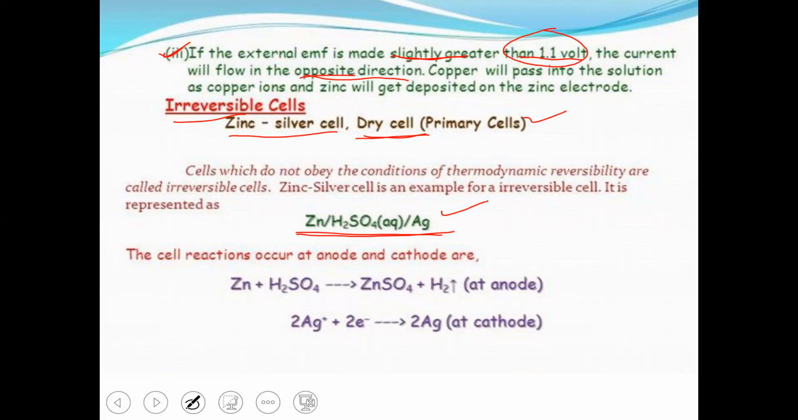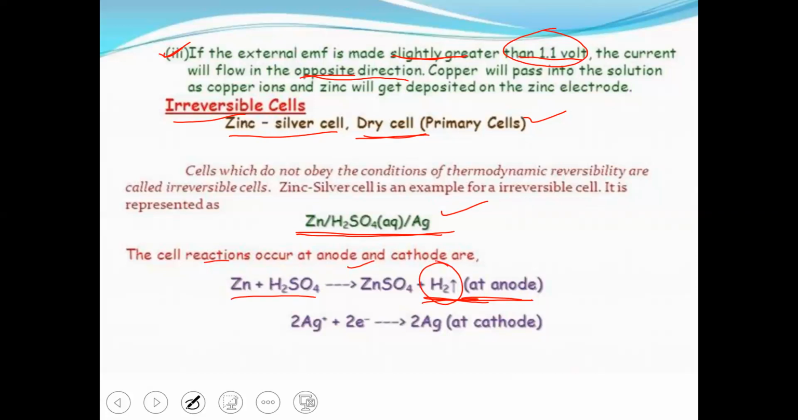So here is the cell reaction. If you observe the cell reaction, then you can easily understand the irreversibility of these cells. For example, see here the cell reactions. When zinc reacts with the acid, it will release hydrogen gas. See this one, anode. There is no reversible reaction between these two reactions, because the hydrogen gas has already escaped from the reaction. That is why we cannot reverse the reaction.